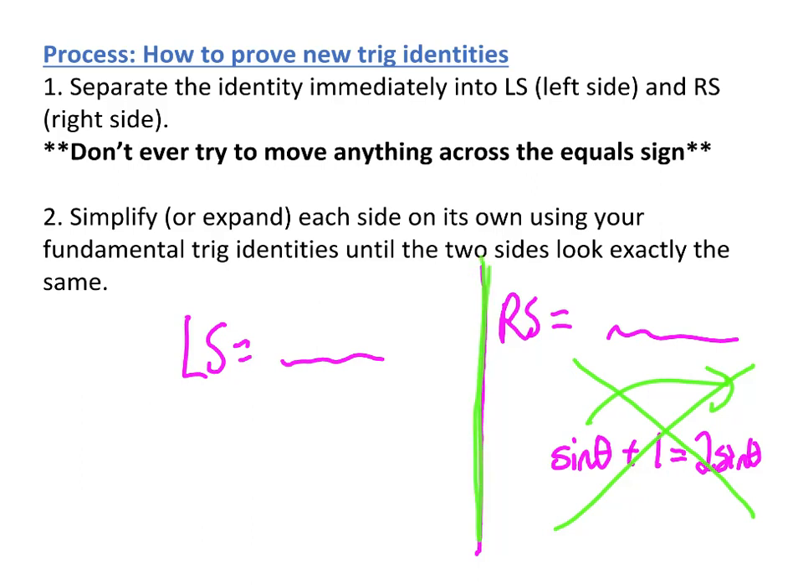We're going to separate the two sides, the left side and the right side, and then nothing crosses that equal sign. They're completely separate. So that's maybe the most common mistake people make. Don't make that mistake. Once you've separated it, then you simplify each side, and your goal is to try and make the two sides identical to each other. How you simplify them will change every time. What I'm going to show you is a few different tricks and techniques that work really well and that you can try.